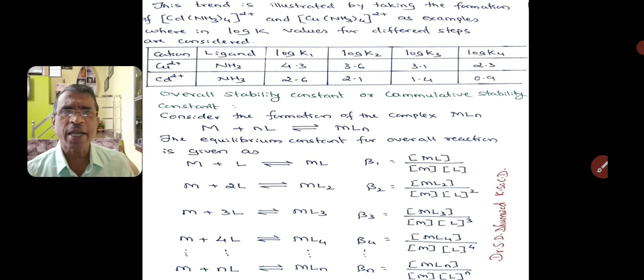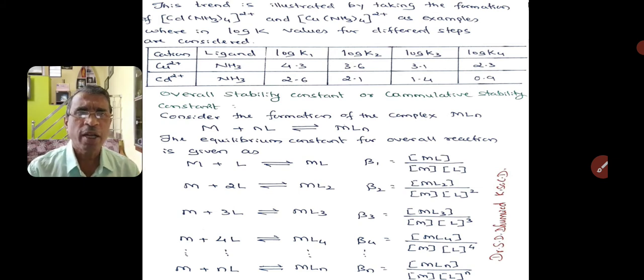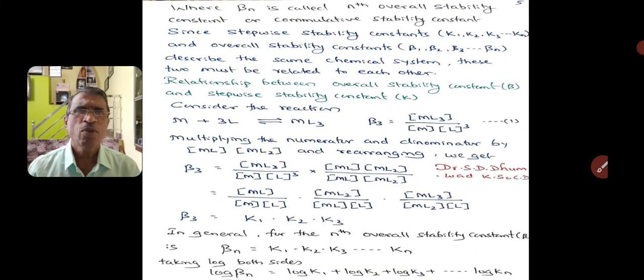Similarly, for the third reaction, beta 3 is equal to the active mass of ML3 divided by the active mass of M into the active mass of L raised to 3. In general, beta n is equal to the active mass of MLn divided by the active mass of M into the active mass of L raised to n, where beta n is known as the nth overall stability constant or cumulative stability constant.